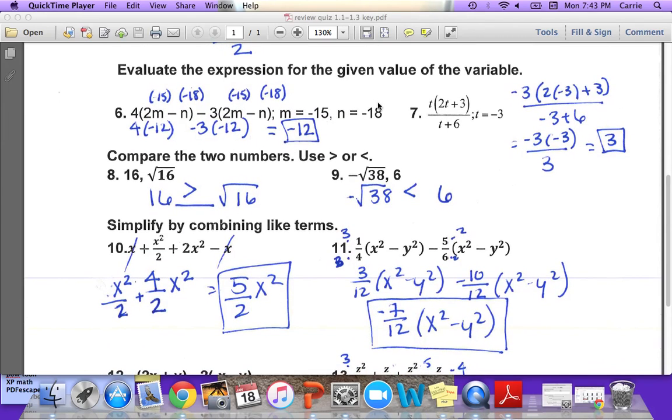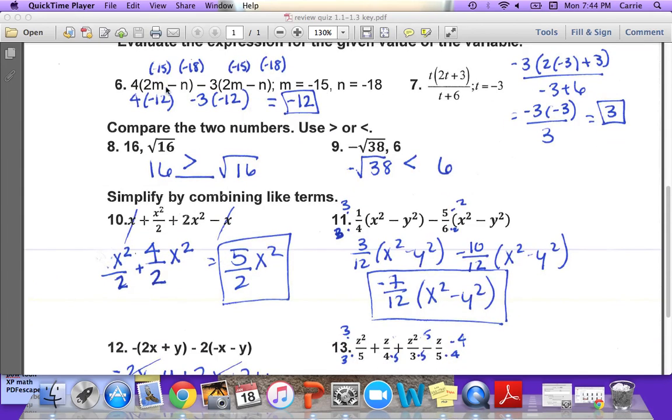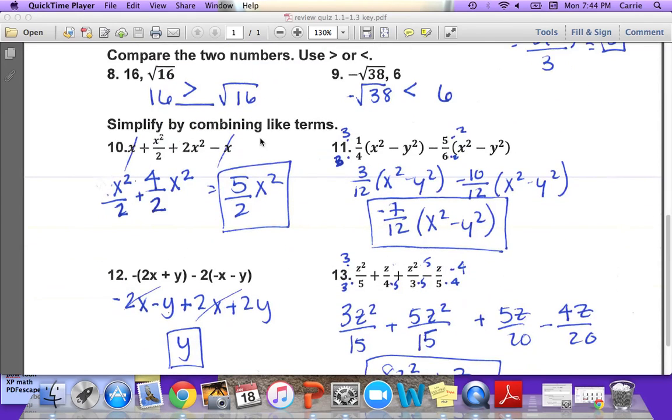For number 6 and 7, you have to evaluate the expression for the given value of the variable. Remember to rewrite the whole equation and put in parentheses. And then all you have to do is fill in the values for m and n, and you can just plug that straight into your calculator and you should get negative 12. And the same thing for 7.